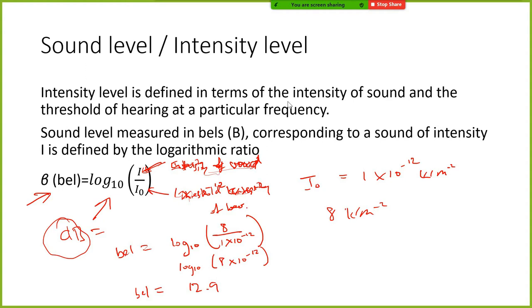So to make life better for us in terms of the calculation and all of that, instead of measuring intensity in watts per meter square, we're going to now measure intensity, or what we call sound levels, in this particular unit, what we call decibels, or in most cases, we say bells. But for this right here that you're seeing on the screen, this formula is the bells formula.